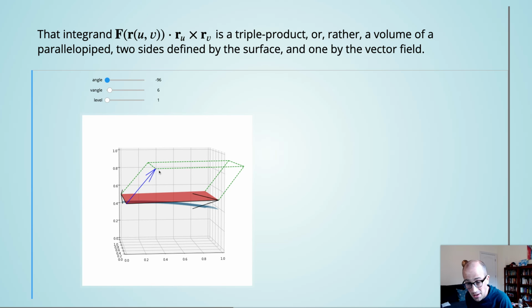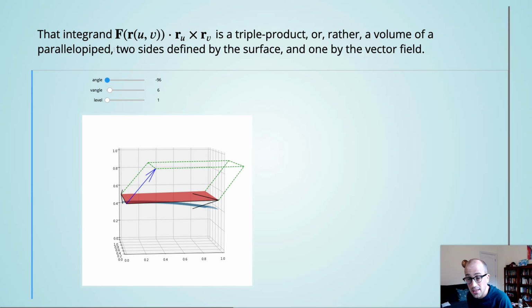In fact, that gives me a volume, really a signed volume here. So depending on my orientation, I'll get a positive or negative number out of this. It's positive when the vector field points in the same direction as r_u cross r_v. In other words, F points in the same direction as the orientation. You get a positive number, and I get a volume of this parallelepiped there. So what does that mean?